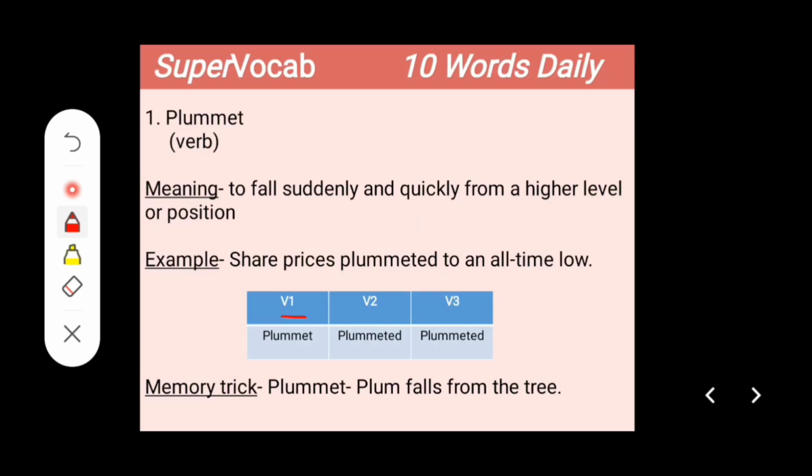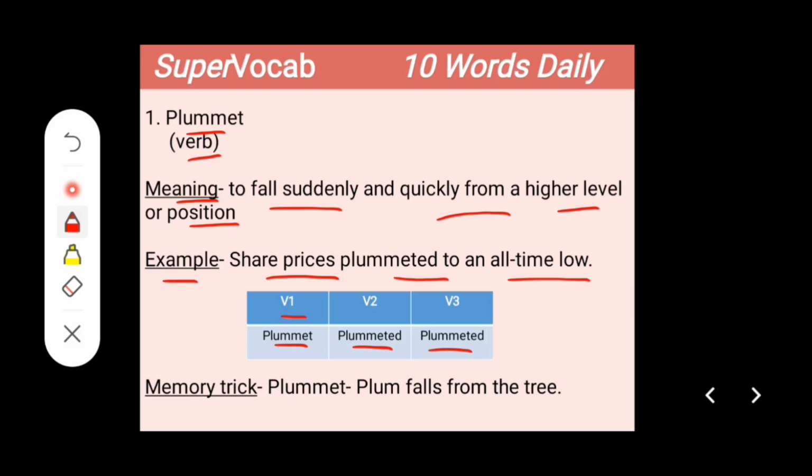Okay, so the first word is plummet. Plummet is a verb. The meaning of plummet is to fall suddenly and quickly from a higher level or position. Let's take a look at the example. Share prices plummeted to an all-time low. So this means that share prices fell to a huge extent. The forms of the verb are plummet, plummeted, and plummeted.